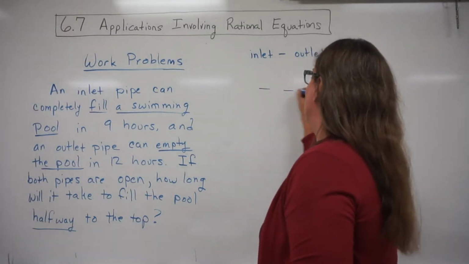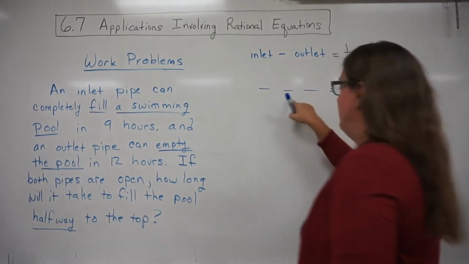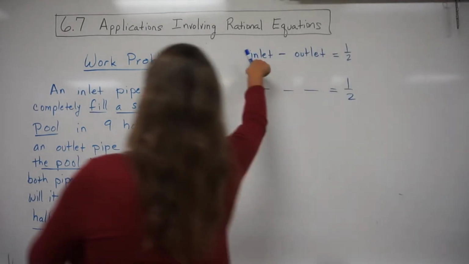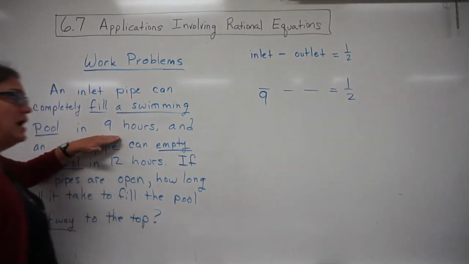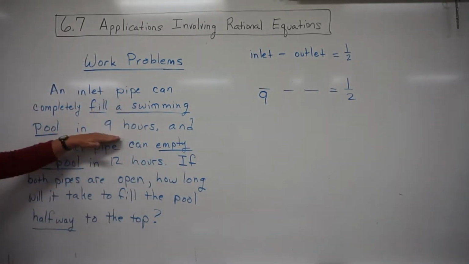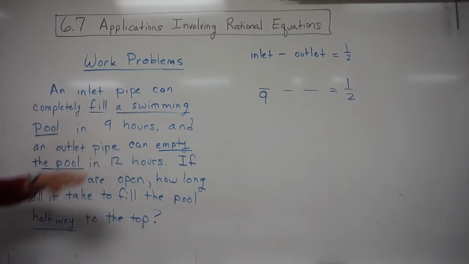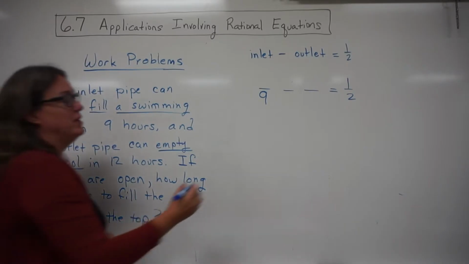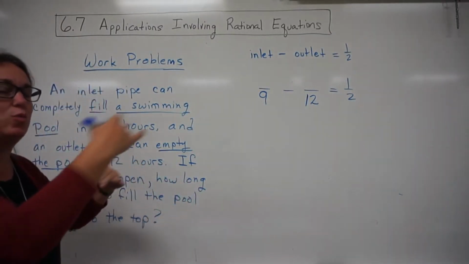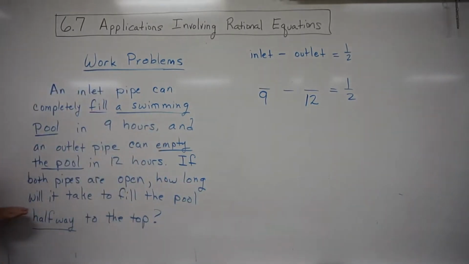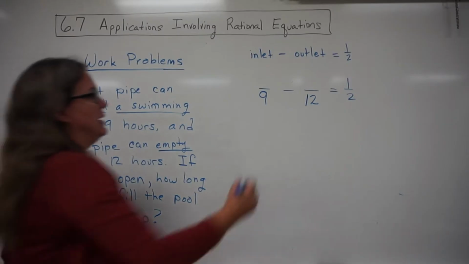So we're going to have a fraction for each with a minus sign in the middle. The inlet can fill the pool in 9 hours all by itself. Since that's the amount of time it takes to do a whole job all by itself, the 9 goes on the bottom. The outlet pipe can empty the pool. It can do its whole job all by itself in 12 hours. And again, the minus takes care of the fact that their jobs are exact opposites, one filling, one emptying. The question is, how long will it take them to fill the pool halfway to the top? They have both been left open, and they're left open for the same amount of time.